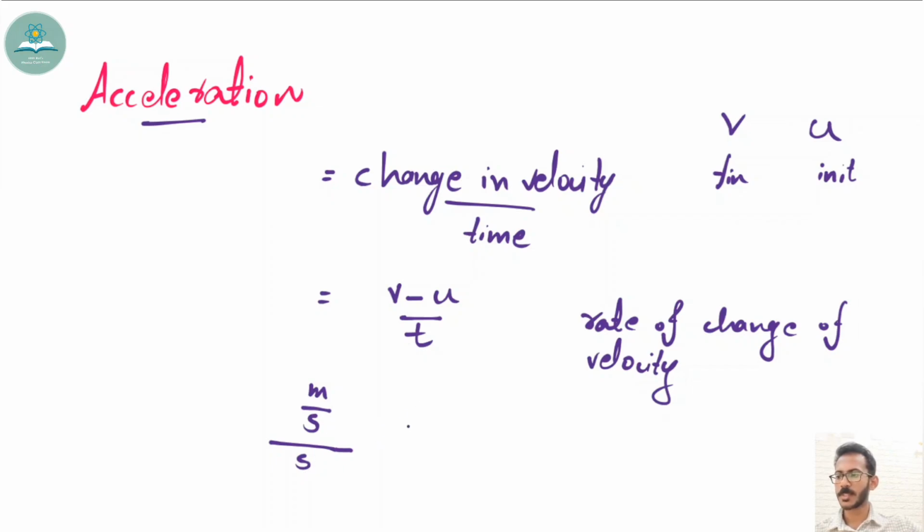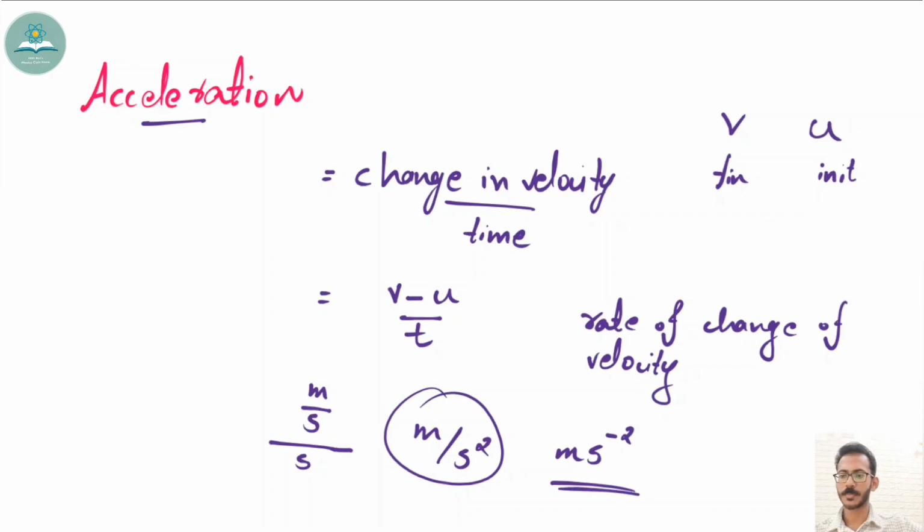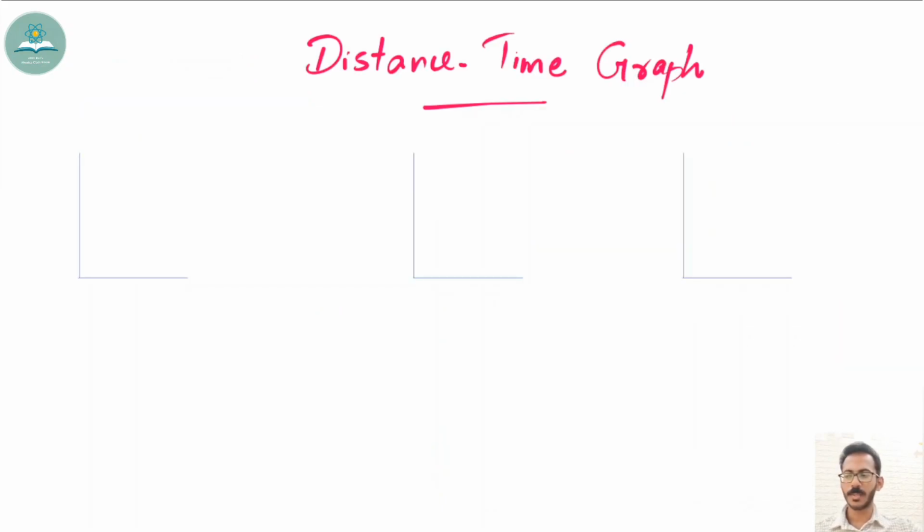So it becomes meter per second square. This is the SI unit of acceleration. SI unit of acceleration is meter per second square. This is also written as meter second raised to minus 2. Now we have an important topic here, that is the distance time graph.